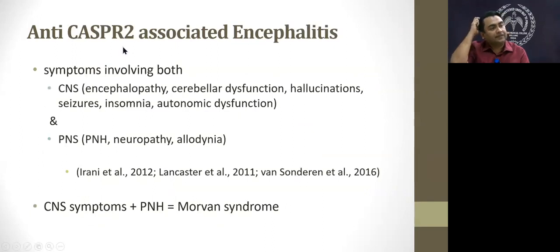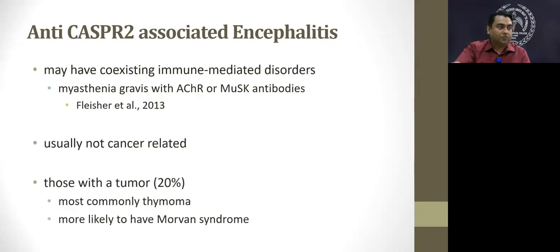Going on to the anti-Caspr2 associated encephalitis, again with symptoms involving both the CNS and the peripheral nervous system. The CNS shows encephalopathy with cerebellar dysfunction and hallucinations, and the peripheral nervous system involvement shows peripheral nerve hyperexcitability, or neuropathy, or a pure sensory involvement. This combination, like in LGI1 or Caspr2, is Morvan syndrome.